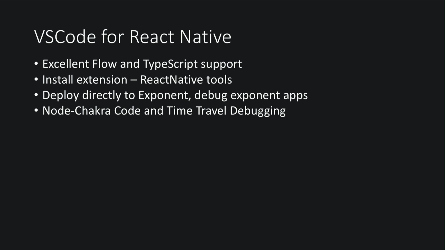And I forgot to mention this. Using VS Code, you can directly deploy to Exponent. So if you're actually working with Exponent, and Exponent is a great way to build your applications, zero setup, right? If you were to use Create React Native App today, you can open up the app in VS Code and start debugging your Exponent app from within VS Code. And that's completely doable. It's actually production ready.